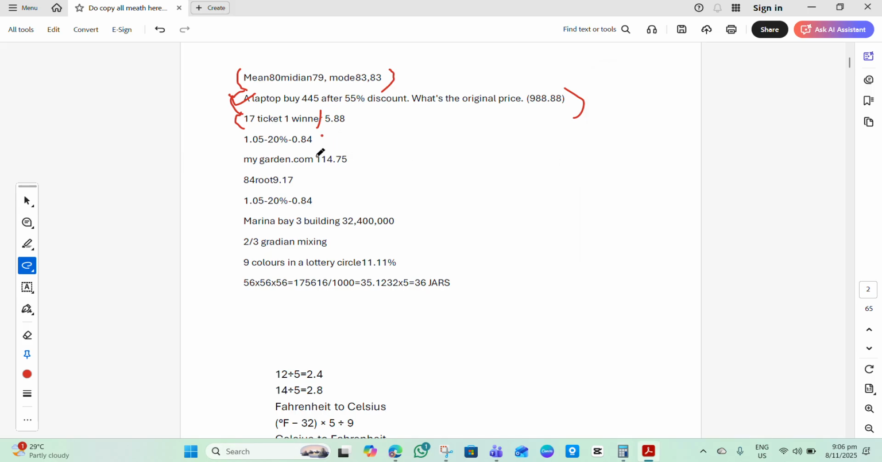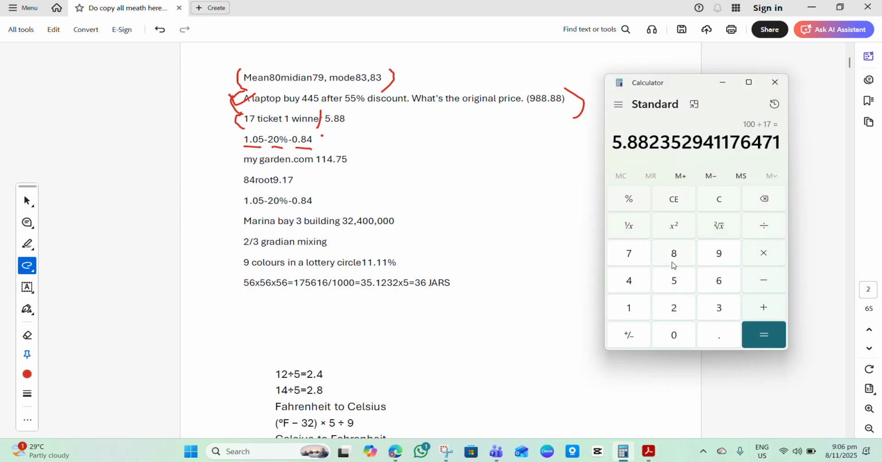Okay, then another question, this question has a part below also. $105, 20% discount. The question is how much is saved? When asking for the saving, it should be multiplication. So 1.05 multiplied by 0.80, so 84 cents saved.